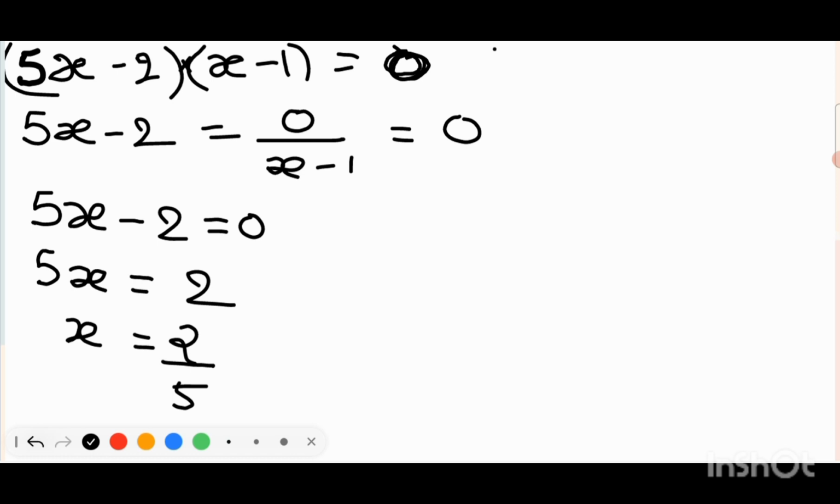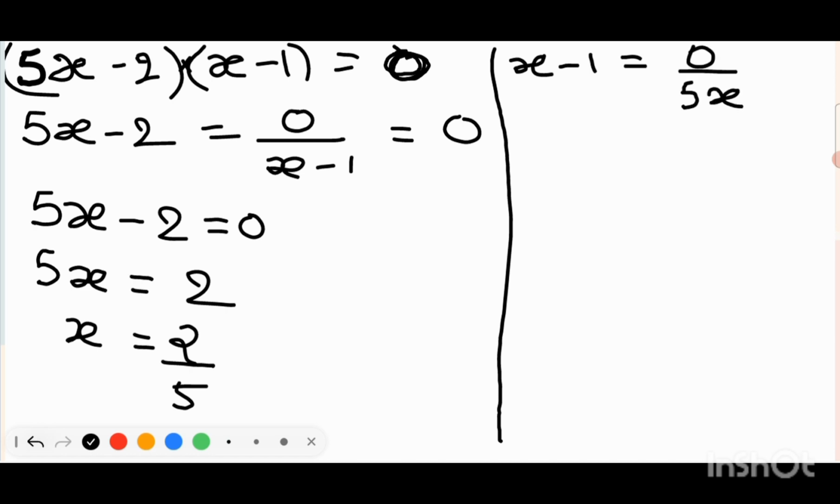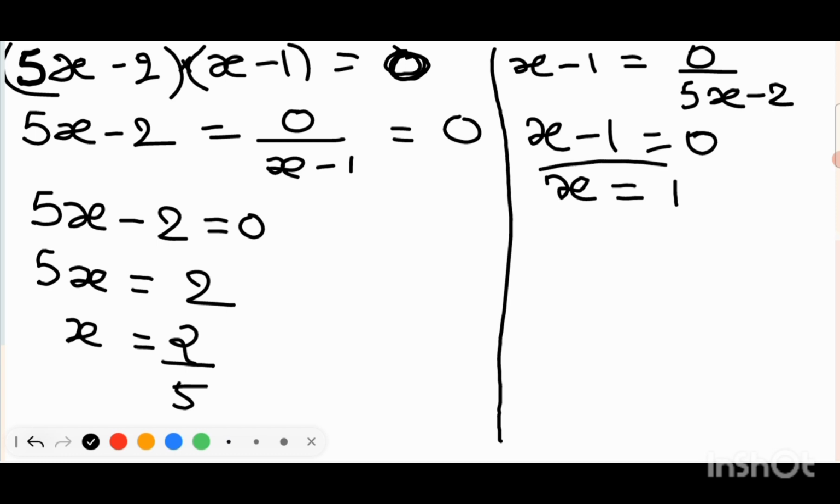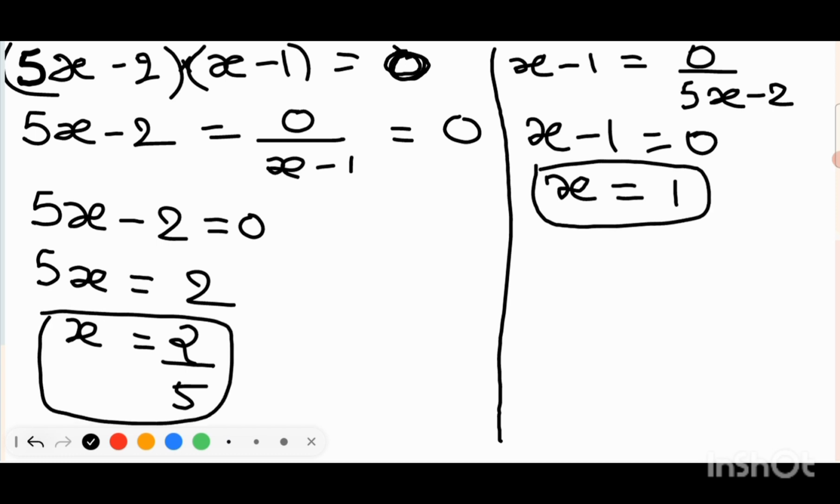The problem is still not completed. 5 more percent is left. x is equal to 2 by 5 here. If, instead of sending x minus 1 to the RHS, we send 5x minus 2, then what happens? x minus 1 is equal to 0 by 5x minus 2, so x minus 1 will be equal to 0. Yes or no? So x will be equal to 1, because minus 1 when it goes from LHS to RHS becomes plus 1. So x is equal to 1, x is equal to 2 by 5. x can be 2 by 5, x can be 1. So we have two solutions for x.